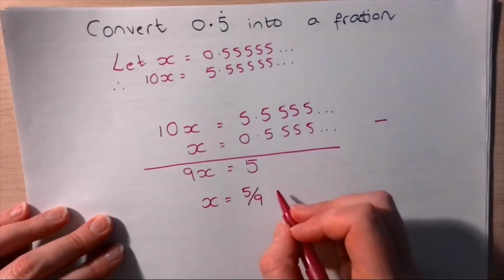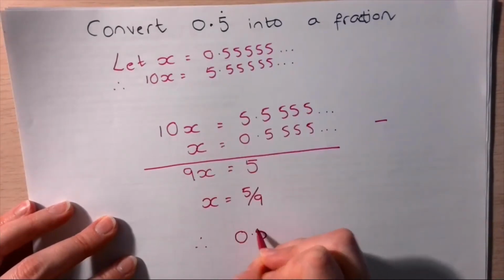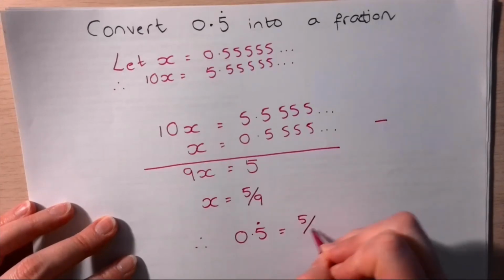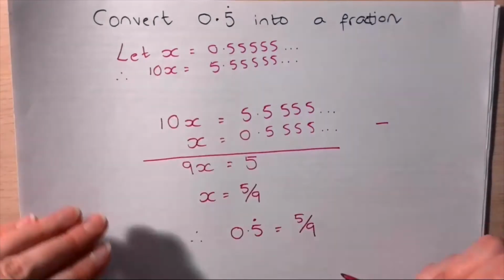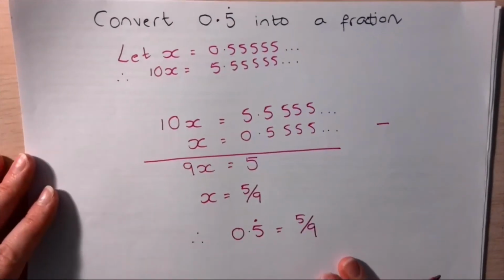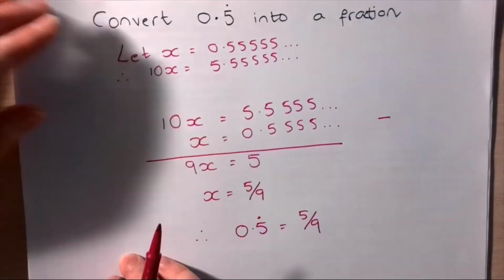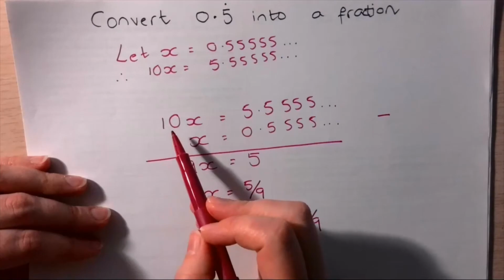Okay, and so therefore we can actually write it like this. Therefore 0.5 recurring equals 5/9. Okay, so yeah, that's kind of like the model presentation. That's really how we would write these out. Now the next one's going to be a little bit different. Same method, but a bit of an explanation as to why we've used 10x here.